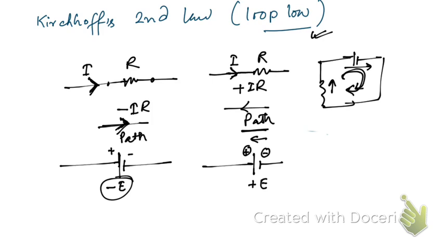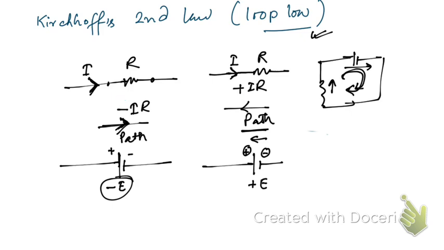Let me tell you one more thing. You can take the convention the other way around also. If you take this positive, then that should be negative, and the sign convention here will be reversed. Hope you have understood this.